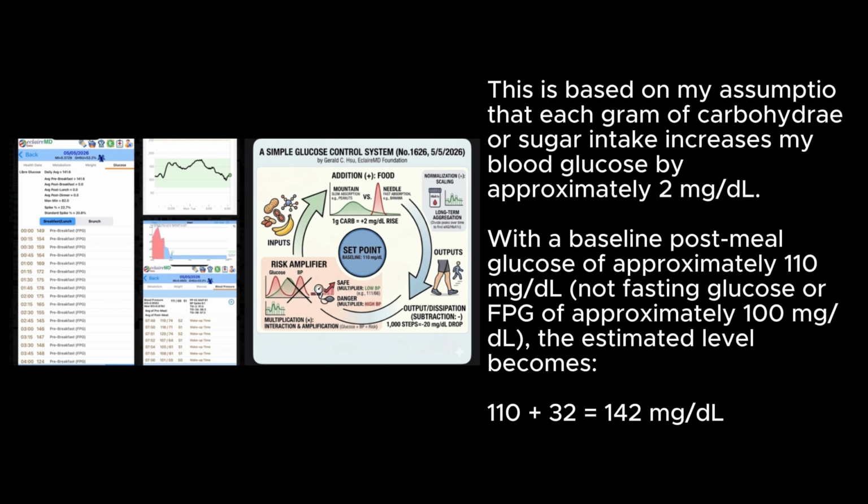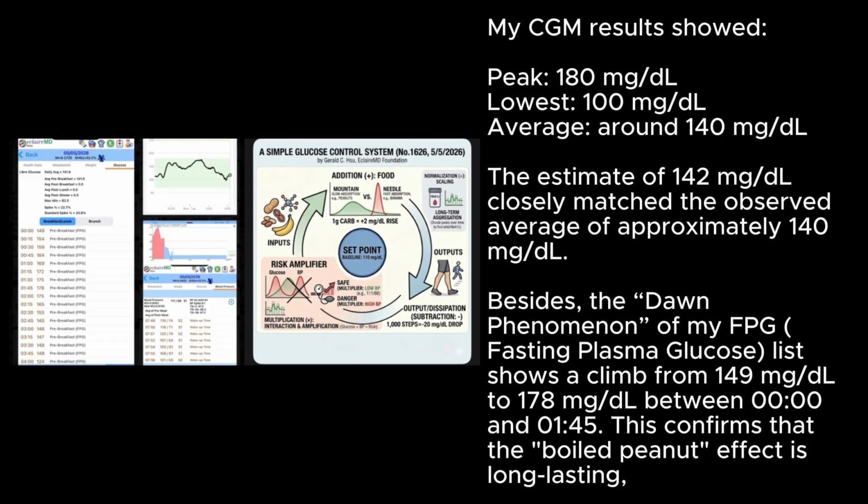This is based on my assumption that each gram of carbohydrate or sugar intake increases my blood glucose by approximately 2 milligrams per deciliter. With a baseline post-meal glucose of approximately 110 milligrams per deciliter, not fasting glucose or FPG of approximately 100 milligrams per deciliter, the estimated level becomes 110 plus 32 equals 142 milligrams per deciliter. My CGM results showed a peak of 180, lowest 100, and average around 140 milligrams per deciliter. The estimate of 142 closely matched the observed average of approximately 140.